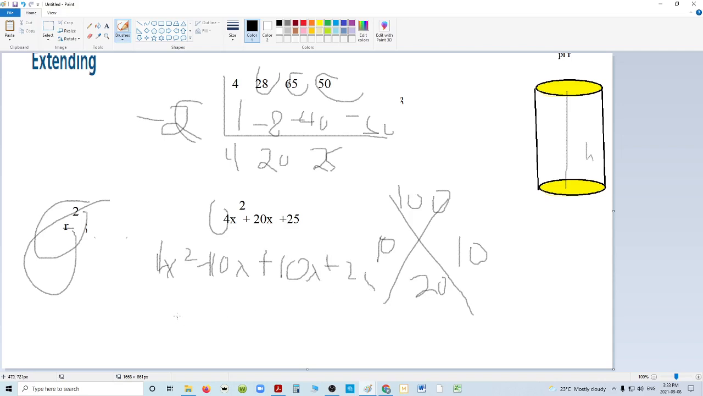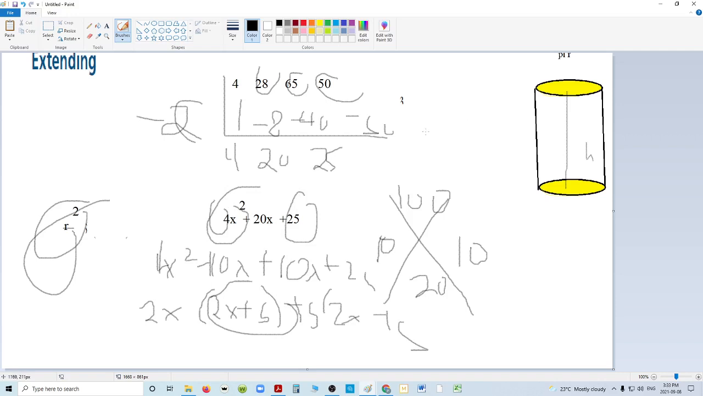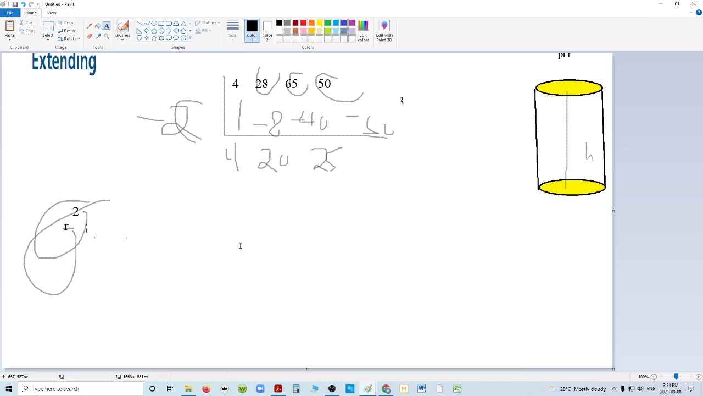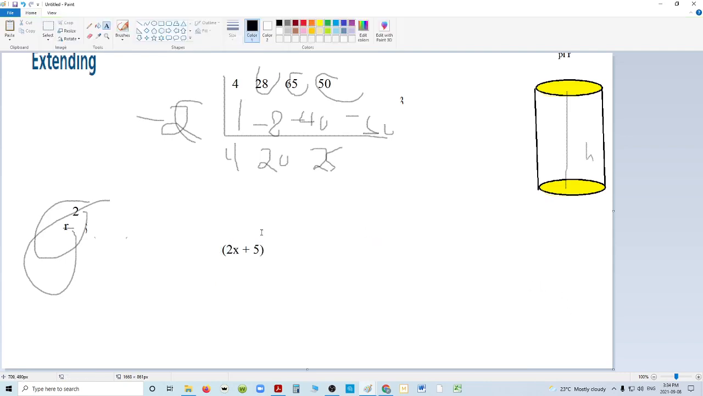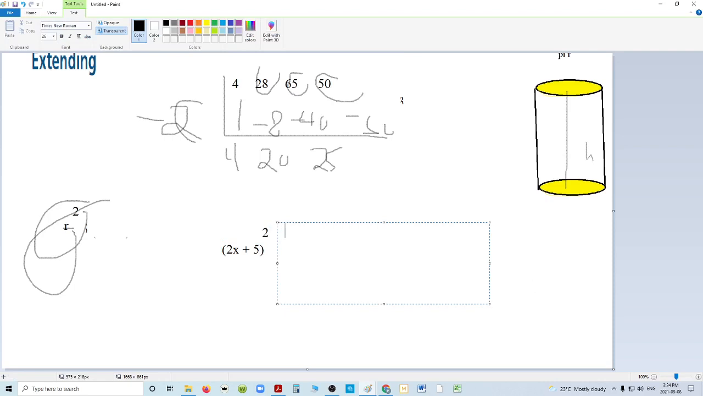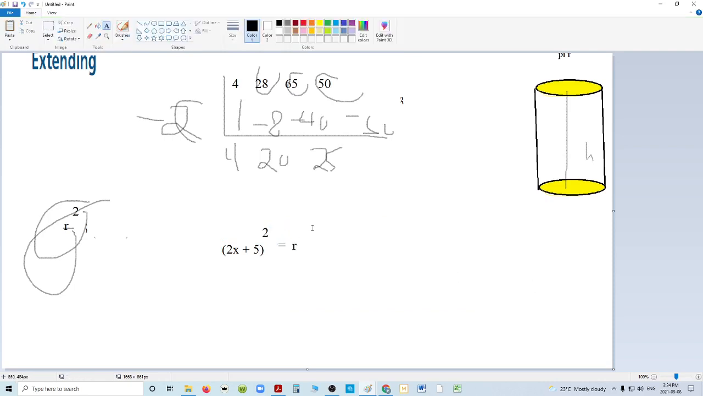The first one I can only factor out 2x, and I'm left with 2x plus 5. The second one I can only factor out plus 5. I'm left with 2x plus 5, which means the two factors are the same. I should have noticed it's a difference of squares. Not a difference of squares, perfect squares. It's 2x plus 5 squared. But this is also equal to my radius squared.